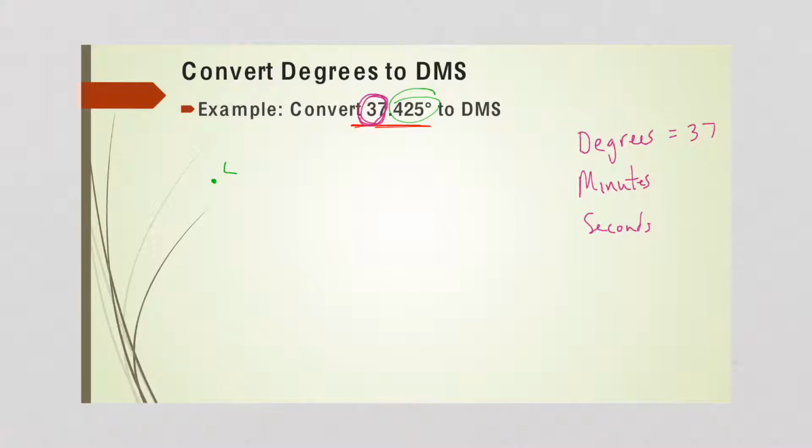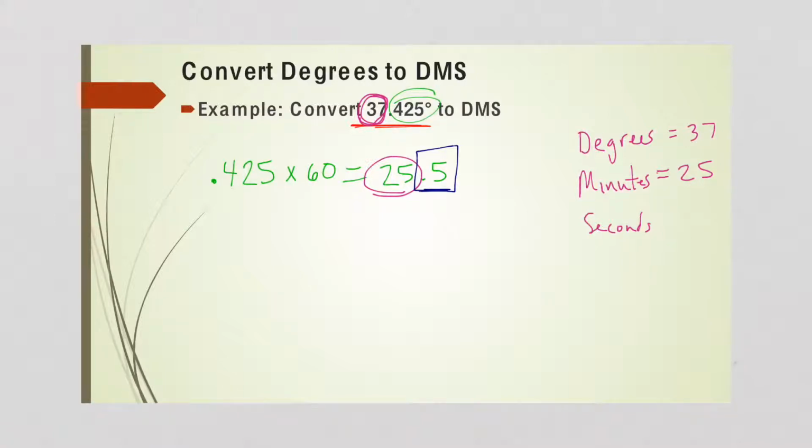So we have 0.425, and we're going to multiply this by 60 because there are 60 minutes in 1 degree, and we end up with 25.5. So once again, we're going to break this up. 25 is my minutes part, and the 0.5 is my seconds part, and we need to convert that to whole seconds.